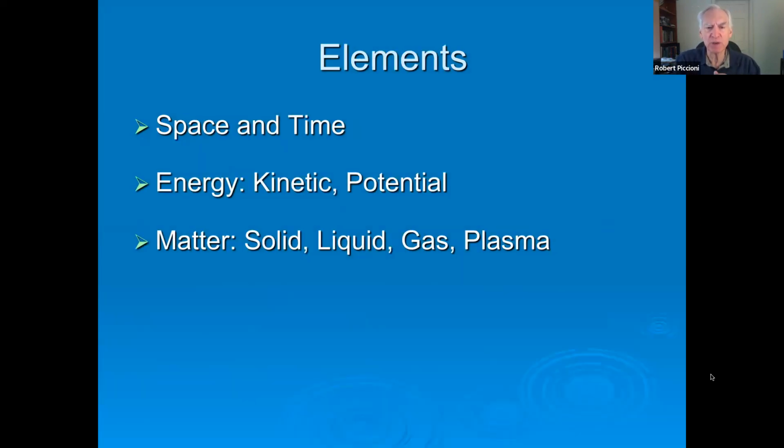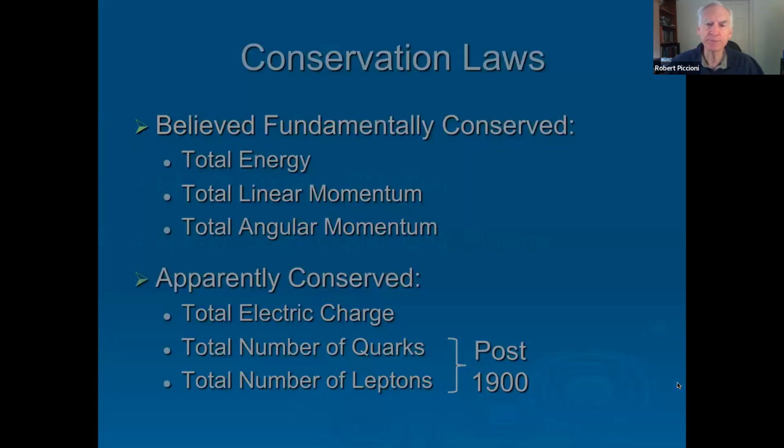And these are the primary elements: space and time, energy in many different forms, principally in classical physics, kinetic energy and potential energy, and matter in various states, including the state of matter of being solid, liquid, gaseous, or finally at the highest temperatures, plasma.